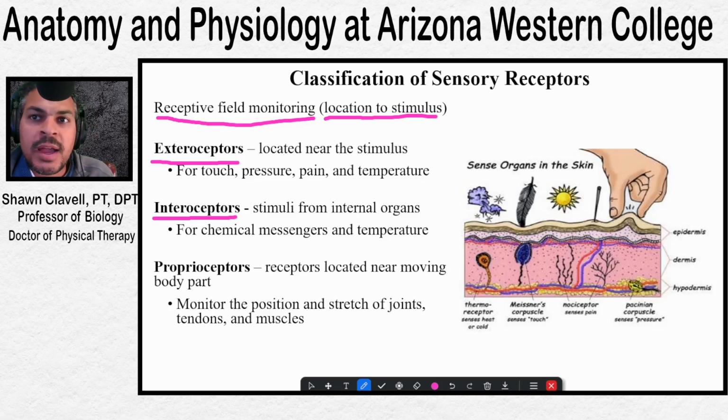And then finally, our last one here are proprioceptors. Proprioceptors are located near moving body parts, and they monitor different things like position, stretch, and how much tension you have on your muscles. They allow us to monitor our movements and allow movement to be fluid. That's the key behind having proprioceptors. These monitor movement, or they might be identified as movement receptors or receptors of awareness, self-awareness.